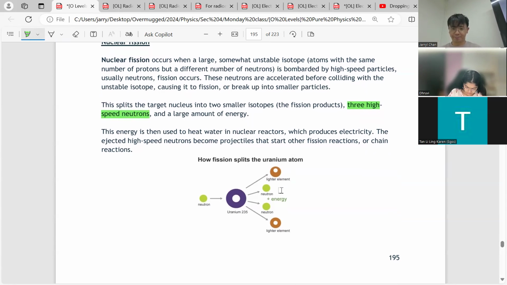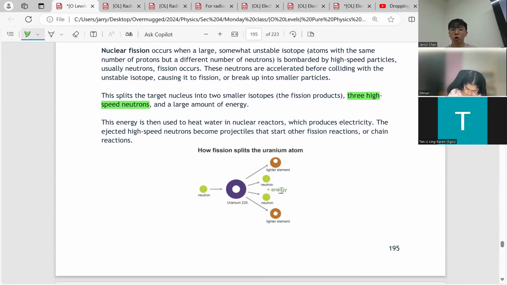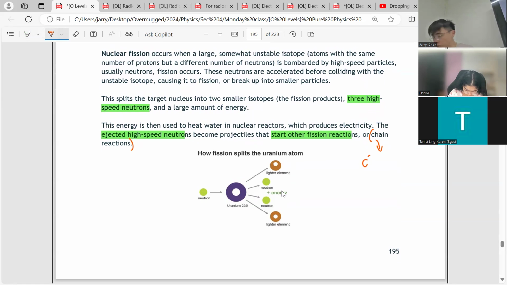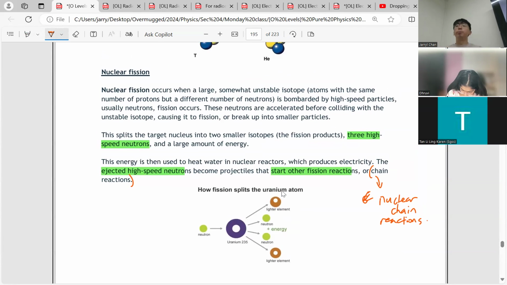Why are these neutrons important? Because this neutron is going to collide again. Ejected high-speed neutrons start other fission reactions. This chain reaction that you see here can sometimes be called nuclear chain reactions. So something getting broken down releases other particles. High-speed neutrons then go and collide and make everything excited again. Then the fission occurs again. If the process keeps repeating, that's why they call this a nuclear chain reaction.